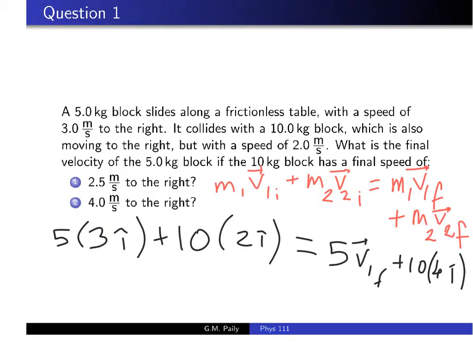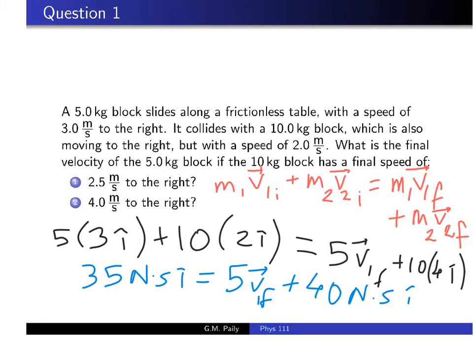Following a similar procedure for the second case, the left-hand side is still the same, but now the 10 kilogram block has a velocity of 4 meters per second to the right. The left-hand side simplifies to 35 newton seconds i hat, and now the second term on the right-hand side is 40 newton seconds i hat. Solving for v1 final, we see that v1 final is negative 1 meter per second i hat. In other words, the 5 kilogram block now bounces back to the left at a speed of 1 meter per second.